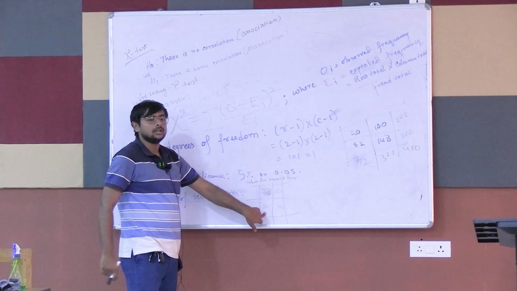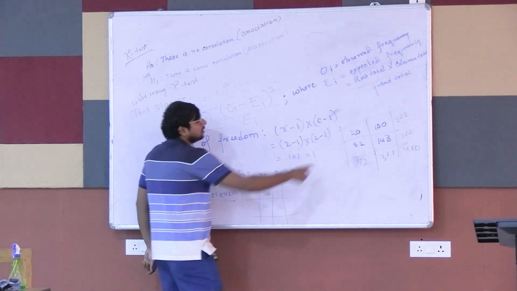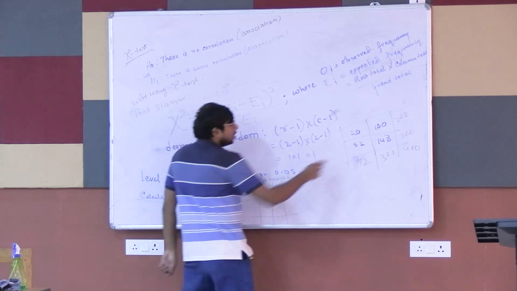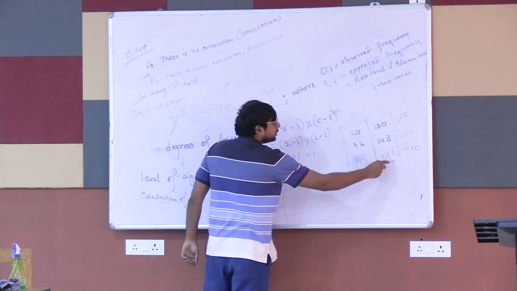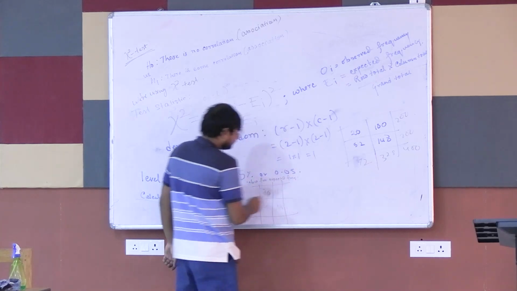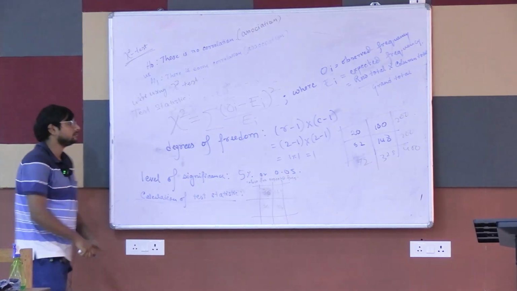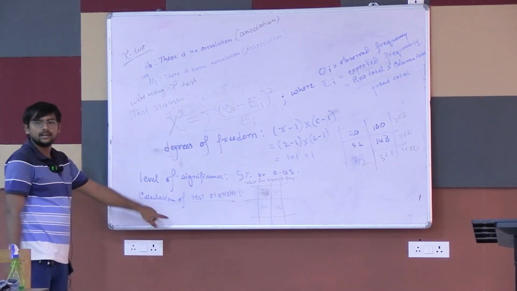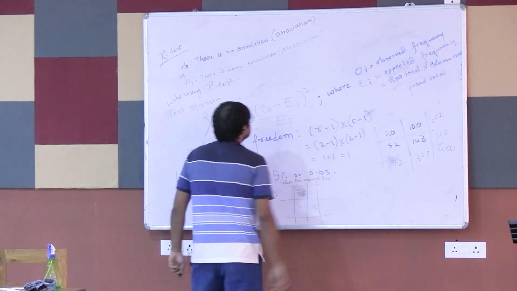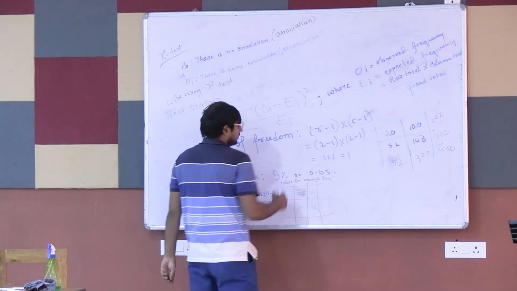I have calculated these values and written them, you check: 200 into 72 divided by 400 is 36. 200 into 328 divided by 400 is 164, same goes for this. Understood everyone till now? So let's substitute these in this equation. Let's see what we get.